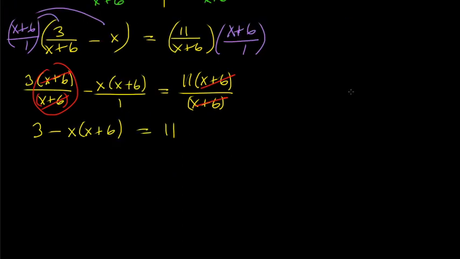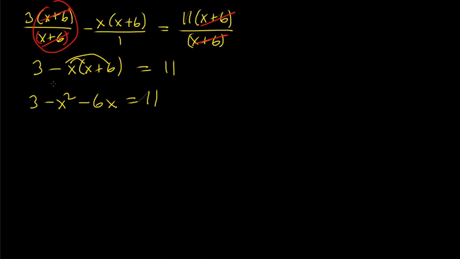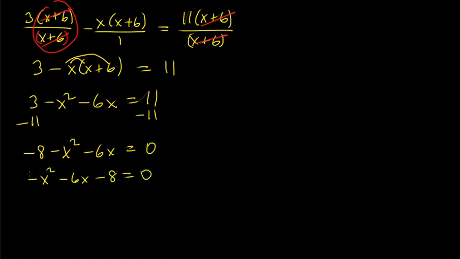Okay, so we got rid of the fractions, but now we got to start multiplying this out. Negative x times x is negative x squared, and then negative x times 6 is minus 6x. That still equals 11. Okay, so this is looking like a quadratic equation, right? I can subtract the 11 from both sides, leaving us with negative 8 minus x squared minus 6x equals 0. It looks a little backwards, so let's put it in the correct order here. Negative x squared minus 6x minus 8 equals 0. But since everything is negative, let's factor out a negative 1.